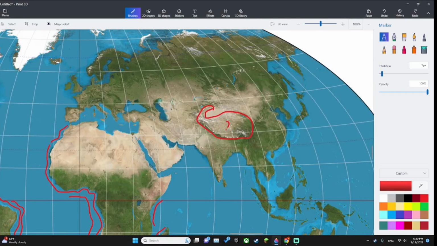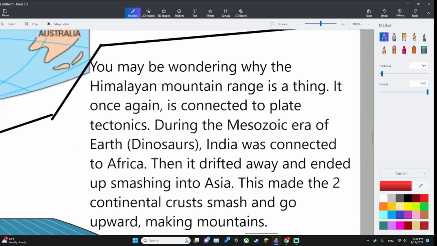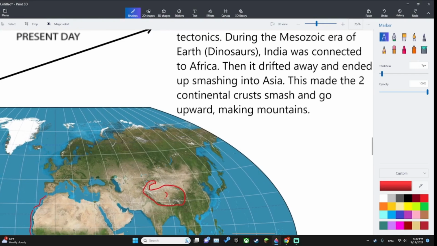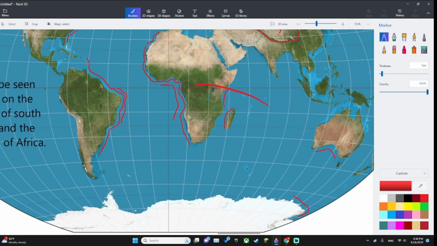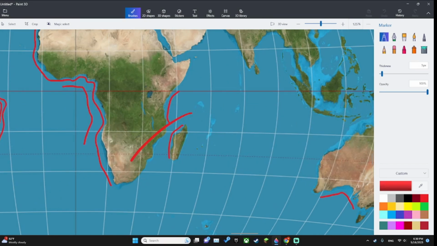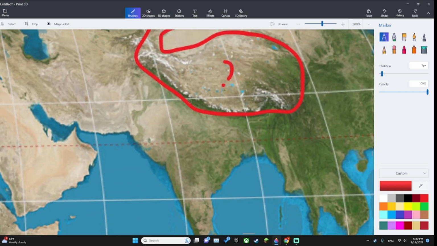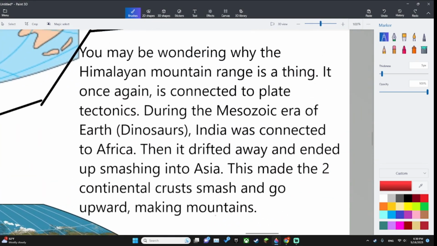Guess what it's related to? You already saw it, plate tectonics, or continental drift. During the Mesozoic era of Earth, basically dinosaurs, India, right here, was connected to Africa, right here. It was like a big landmass down south. Eventually, it split, cracked like this, and then moved up, and it kind of just pushed into Asia, causing a bunch of mountains. Yeah, right here.